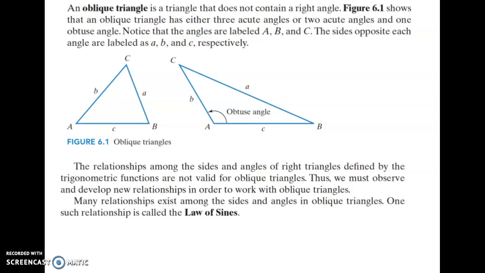So the law of sines works when you do not have a right triangle. An oblique triangle is shown below. There are two examples of oblique triangles, and that's when you have three acute angles, or two acute angles and one obtuse. Notice that the large A is opposite the little a. The large B is opposite the little b. The big C is opposite the little c.